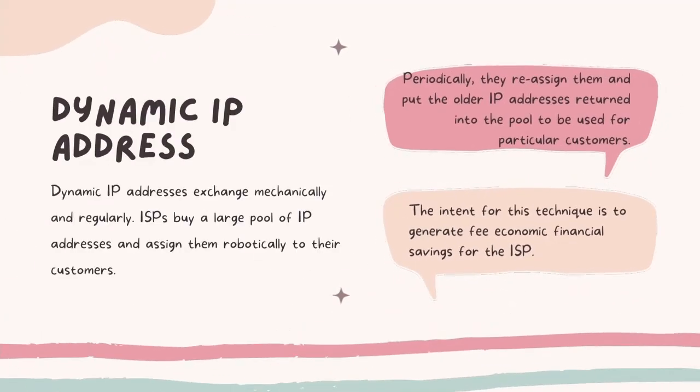Public IP addresses come in two forms, the dynamic and the static. Dynamic IP addresses change automatically and regularly. ISPs buy a large pool of IP addresses and assign them automatically to their customers. Periodically, they reassign them and put the older IP addresses back into the pool to be used for different customers. The intent of this technique is to generate cost savings for the ISP.